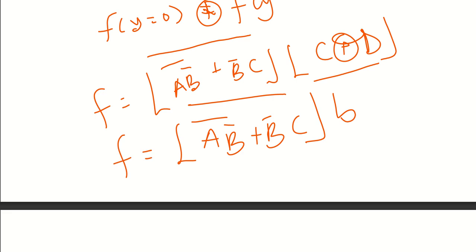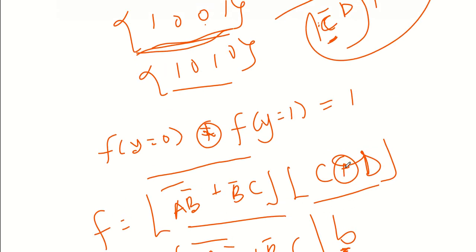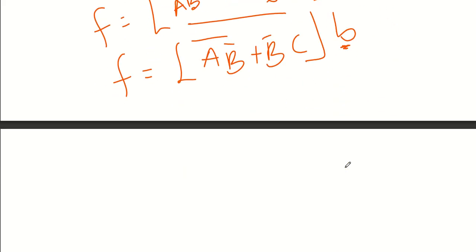Now we have to find f of y equals 0. That is, take the target variable and set it to 0 and put it into the equation. So our target variable is b, because that is what we minimize the equation to. Now when you AND b with all of this expression, you get 0.